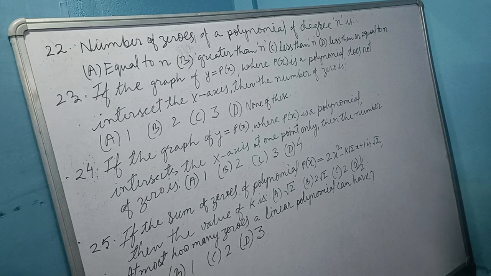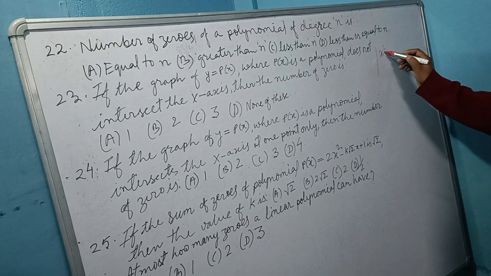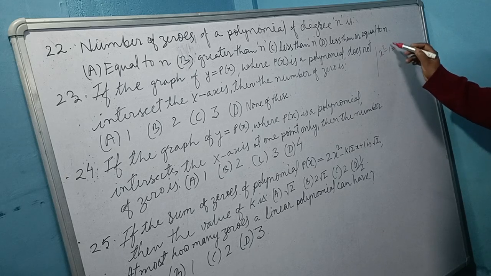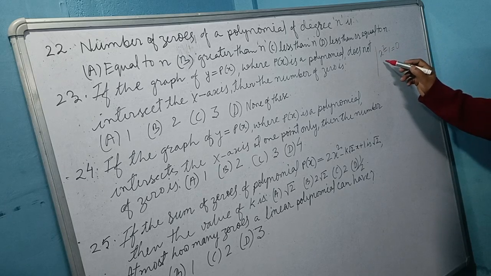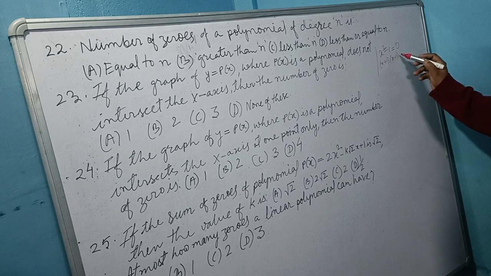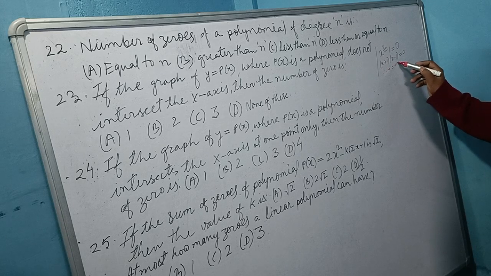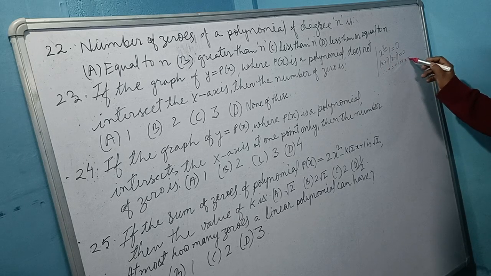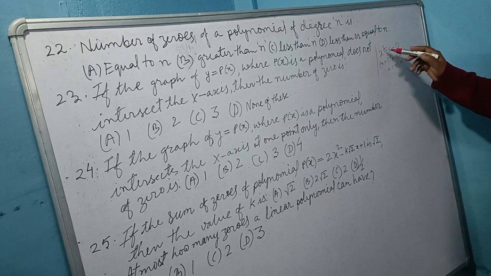Just think of x square minus 1. Here the degree of this polynomial is 2, a quadratic equation. If you factor it and set it equal to 0, you will get x plus 1 into x minus 1 is equal to 0. Therefore x is equal to minus 1 or x is equal to 1. You will get two zeros. Yes or no? So having degree 2, you are getting two zeros.